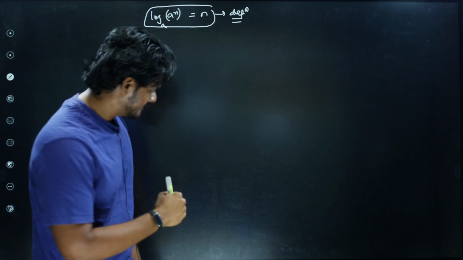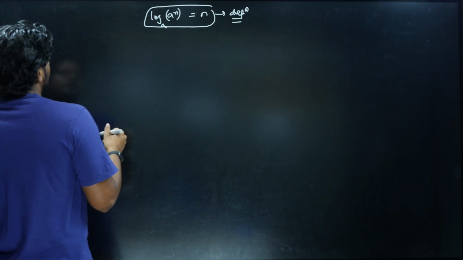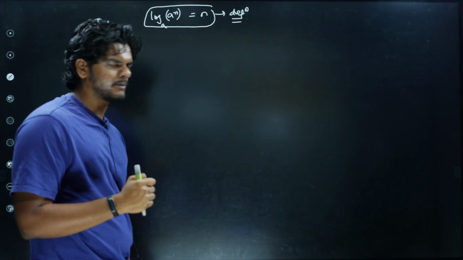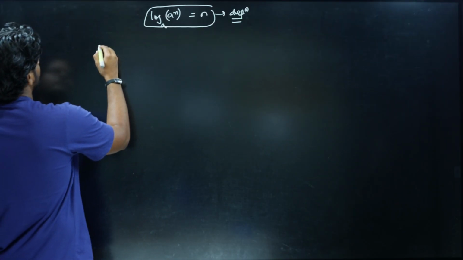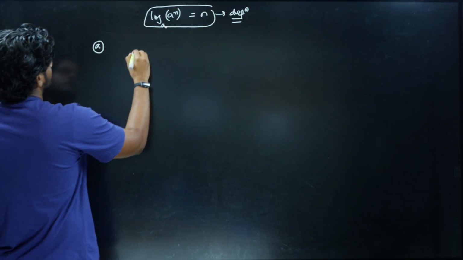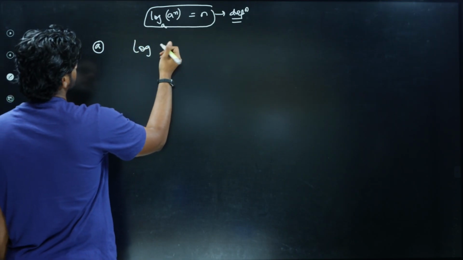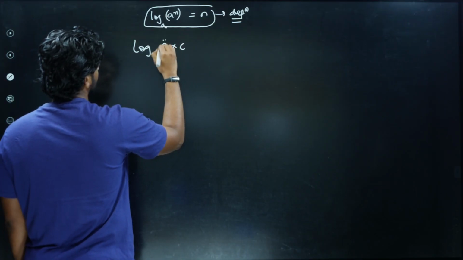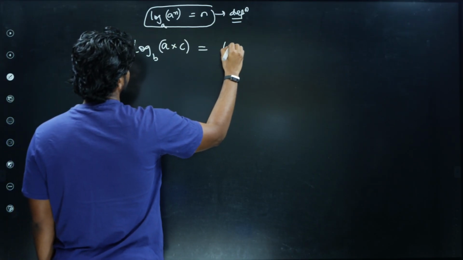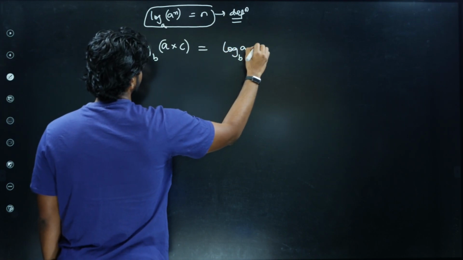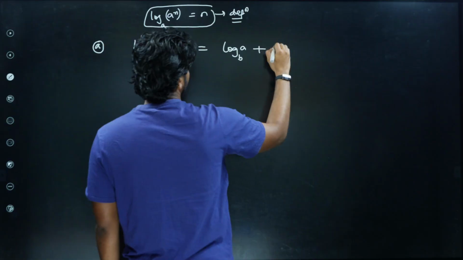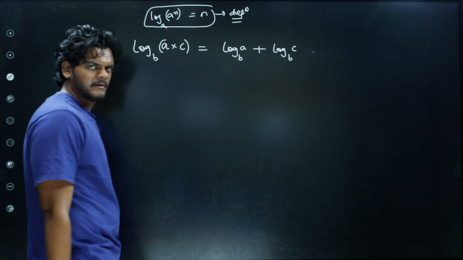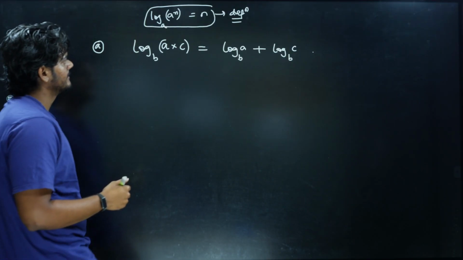What else do we have? So one of the most important and very basic properties is that log, let's say base is b, of a into c, log of a into c base b is equal to log a base b plus log c base b. Okay. So how do we do that?